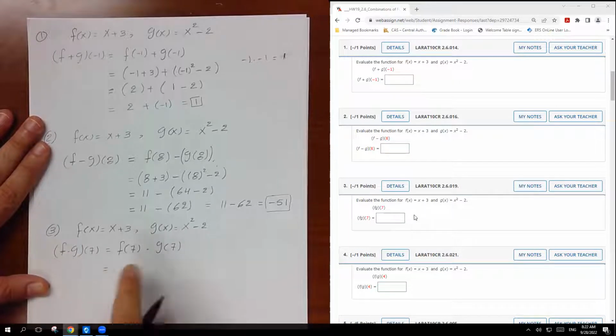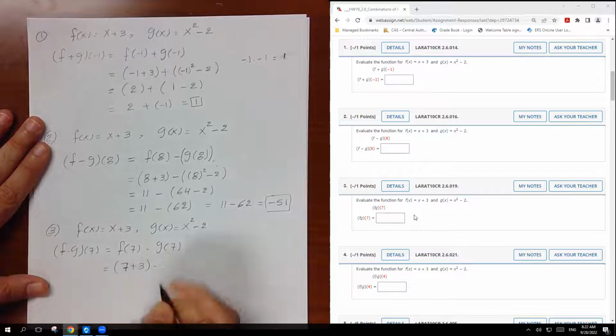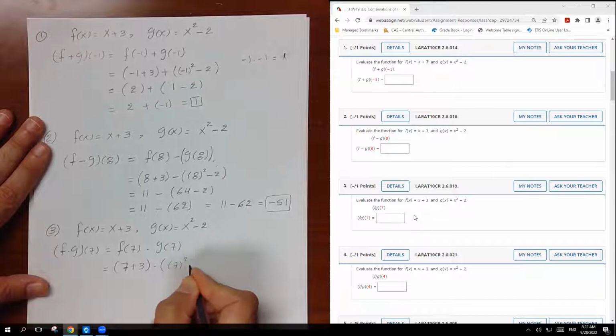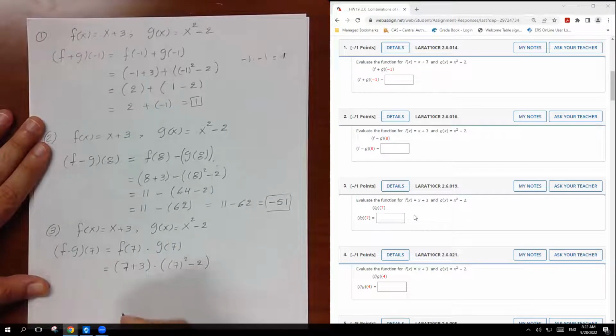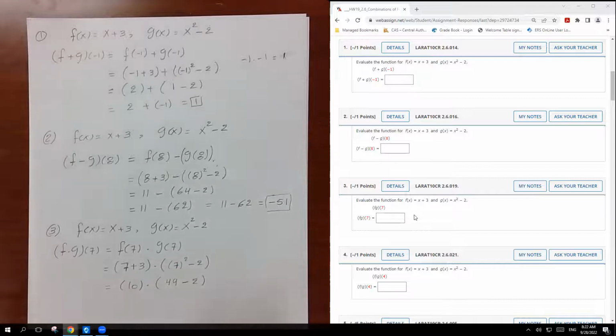Now this means plug in 7 in the f function. So it's going to be 7 plus 3, times, plug in 7 in the g function. So it's going to be 7 squared minus 2. Now we need to simplify these two parentheses. So this is 10 times, 7 squared is 49 minus 2.